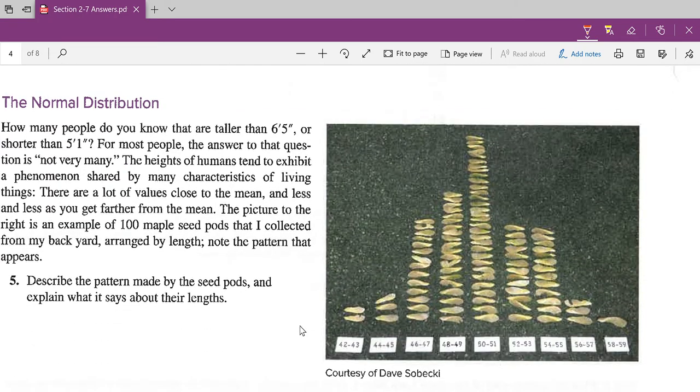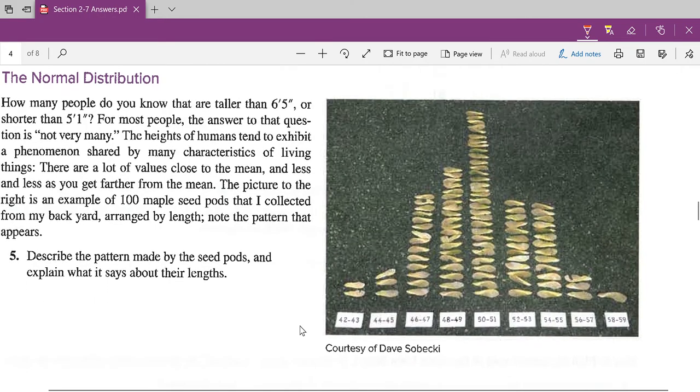We're going to talk a little more about the idea of normal distribution. A lot of things in life are considered to be normally distributed. The question here asks, how many people do you know taller than 6 feet 5 inches or shorter than 5 feet 1 inch? For most people, the answer to that question is not many, because most people are centered around a certain average. Look at the seed pods in the picture to the right. Give a description of what you see. You see that most of the seed pods are between 50 and 51. There's very few on the edges, the 42 to 43, the 58 to 59, many more in the middle.